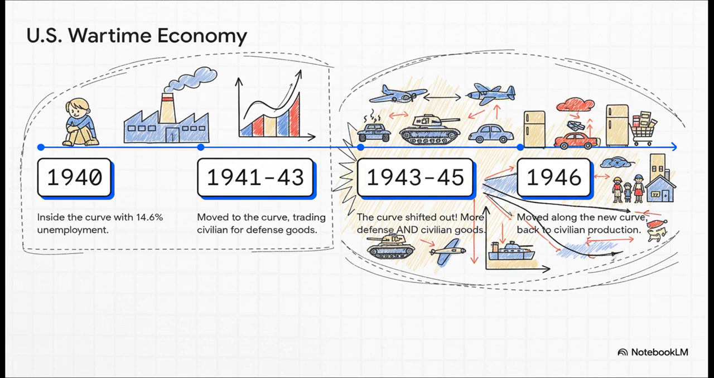Then, from 41 to 43, war mobilization kicks in. You see the country move towards the frontier. It's a classic trade-off, fewer civilian goods for a massive ramp-up in defense. But then, from 43 to 45, something absolutely amazing happens. The whole curve shifts outward. The U.S. managed to produce even more for the war and make more for people at home. It solved the impossible puzzle. Then finally, in 46, you see the shift back along that new expanded frontier towards a peacetime economy.